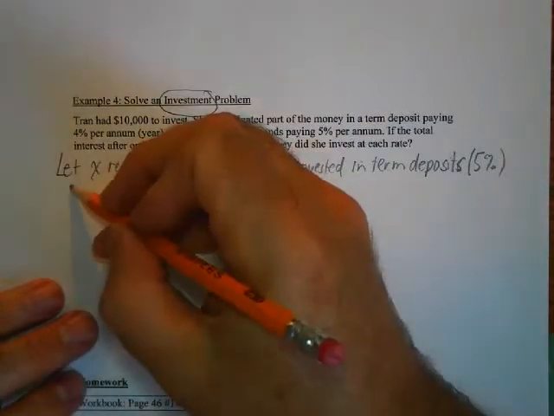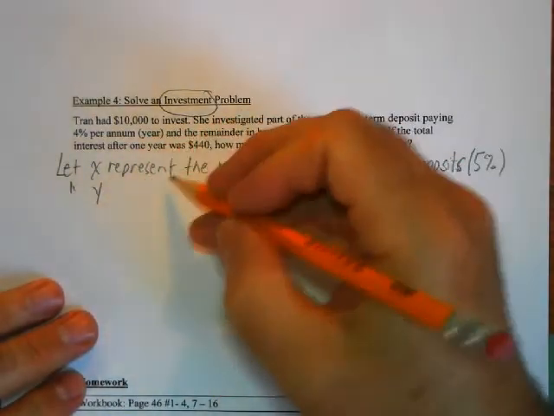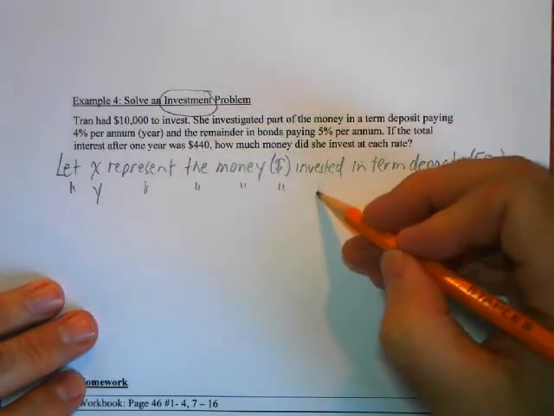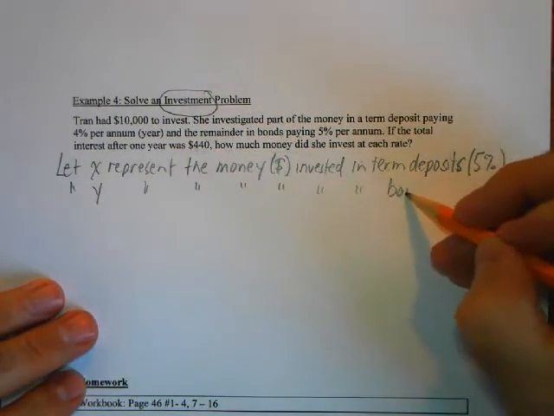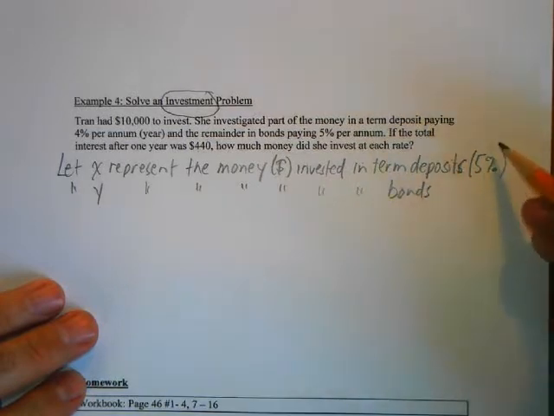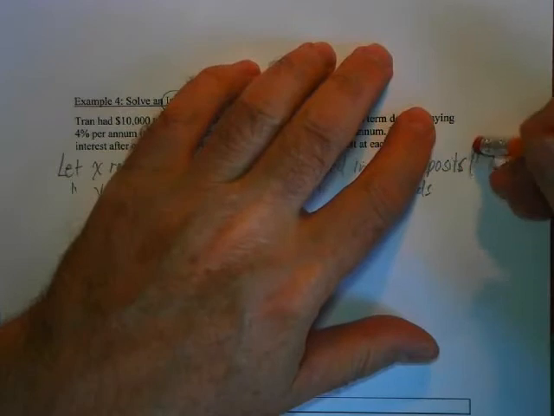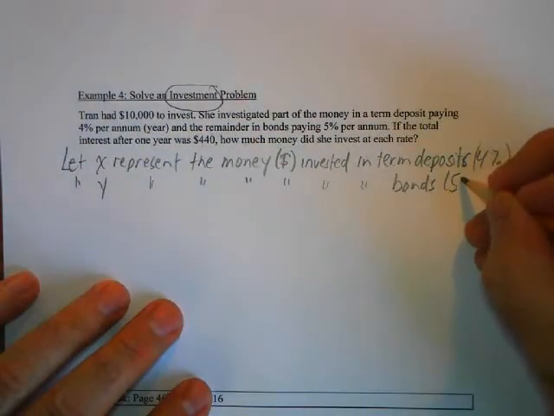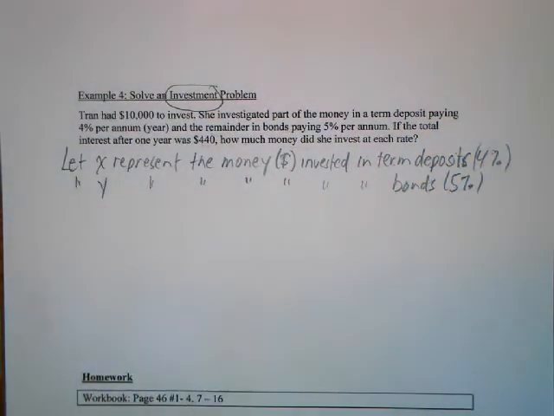And then the y will be exactly the same thing, but it'll be for bonds. So money invested in bonds. And that actually makes, oh, sorry, I got this mixed up. Term deposits are 4%, and the bonds was 5%. Okay, so I got my variables x and y.